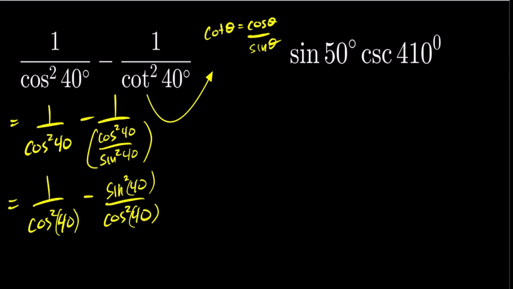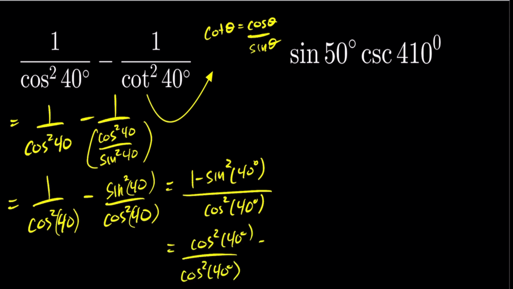This will simplify to become 1 minus sine squared of 40 degrees over cos squared of 40 degrees. But we know, using our trig identities, that this is equal to the cos squared of 40 degrees. And therefore, everything will cancel, and we end up getting 1.